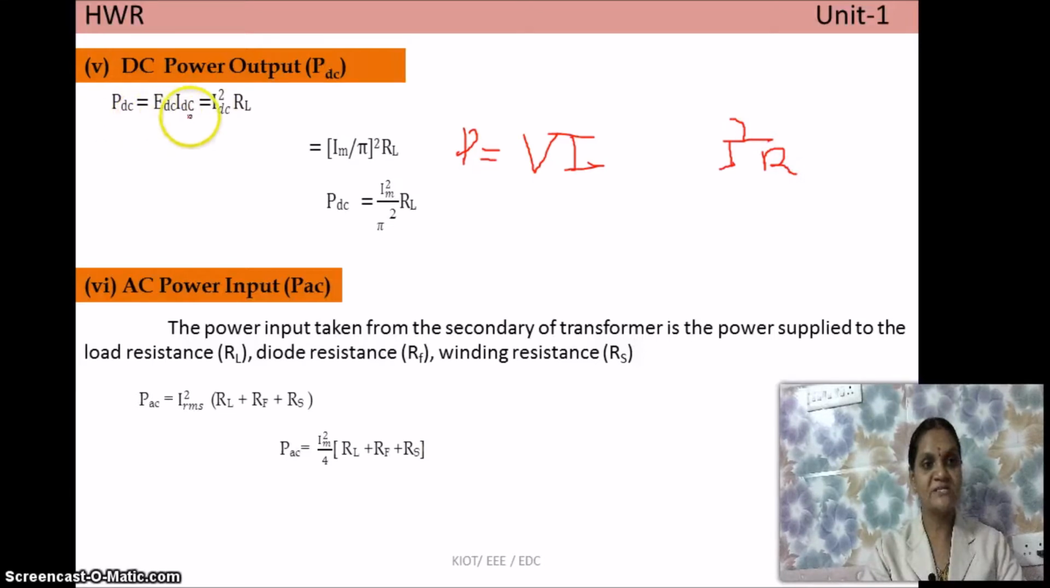PDC equals EDC into IDC, or otherwise I square into R, that is IDC square into RL. Substitute the value of IDC: this becomes Im by pi whole square into RL, which is Im square by pi square into RL. This is the DC power delivered at the output side in a half wave rectifier. It depends only on the value of RL and the maximum value of current. The next is the AC power input.